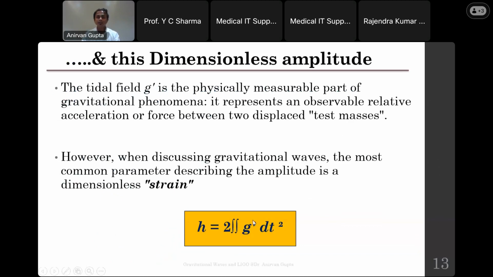So what is the gravitational wave amplitude? Again, this h, which we defined earlier, is given by 2 integral g dash dt squared. I think we will not go into the mathematics as of now, but g dash is basically the physically measurable part of this gravitational wave. Okay.